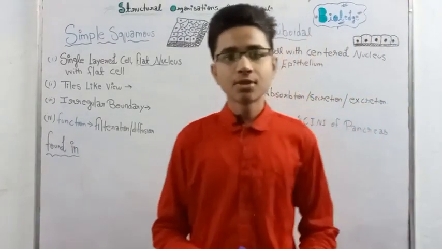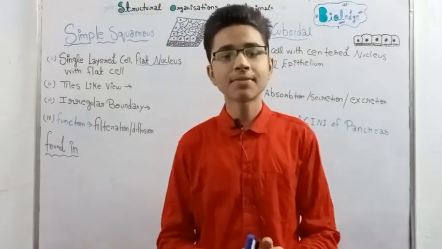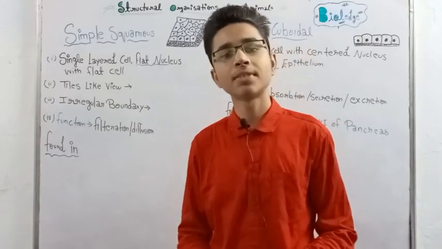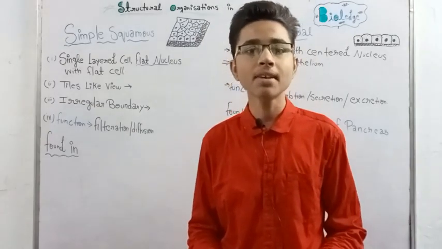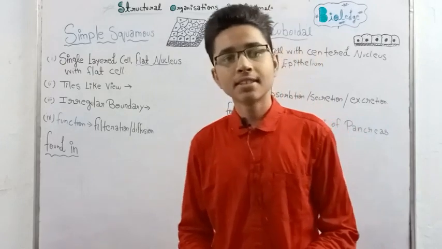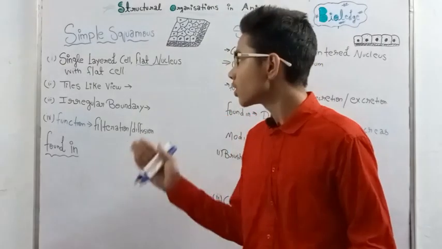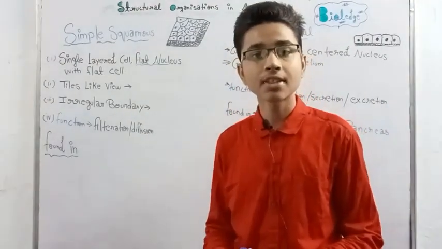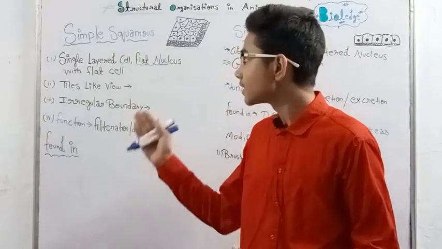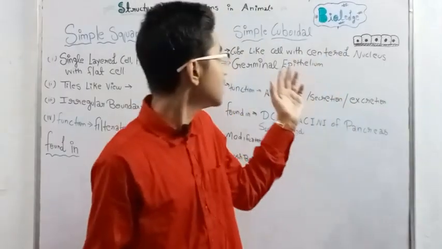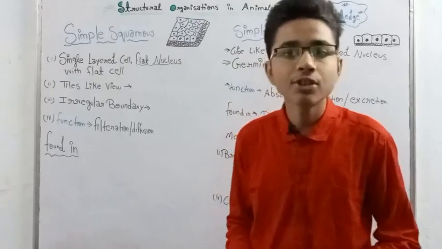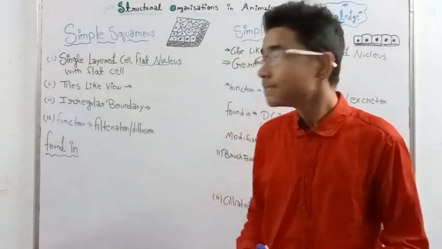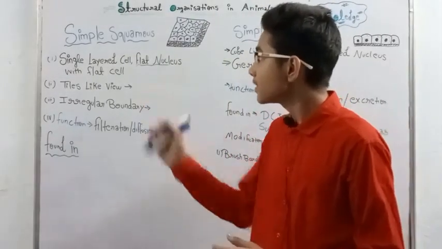Hello everyone. In the previous discussions we classified the epithelium tissues on the basis of the structure and function they perform and the shape of the cells. In today's discussion we are going to take one of the classifications of simple epithelium, that is the simple squamous, and another is the simple cuboidal. We are going to take them one by one. So firstly we have the simple squamous.